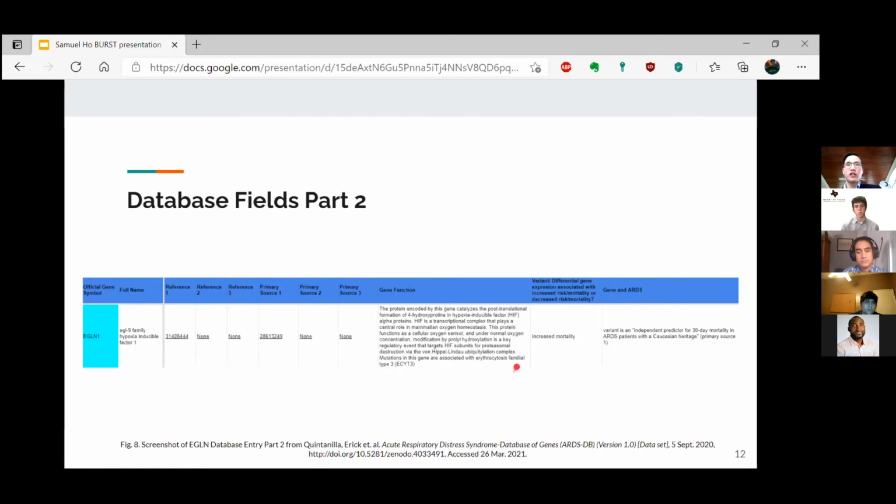Here, the gene function, as I mentioned earlier, was obtained from the Genome Data Viewer process. And these final two columns, with regards to the mortality or susceptibility and the particular relationship between the gene and ARDS, could be found from either the review paper or potentially a specific experimental study that was cited, if applicable.